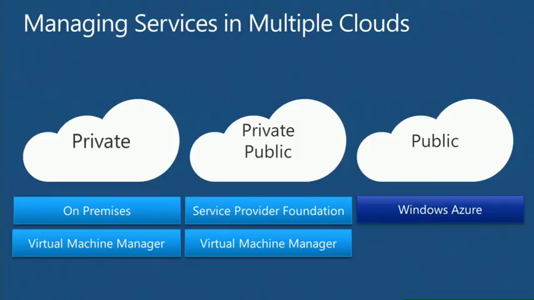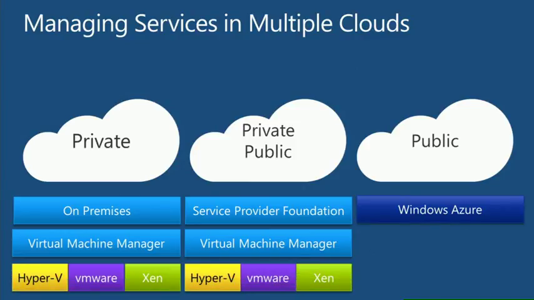So both service providers and on-premise, those private clouds are provided through Virtual Machine Manager. And hopefully everyone understands that Virtual Machine Manager is the one product in the industry that gives you a choice of hypervisor. So Microsoft's Hyper-V naturally, VMware, and also Xen. So you've got your choice of hypervisors for on-premise, and your service provider has a choice of hypervisor as well.